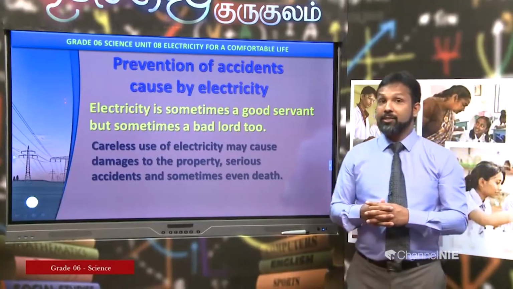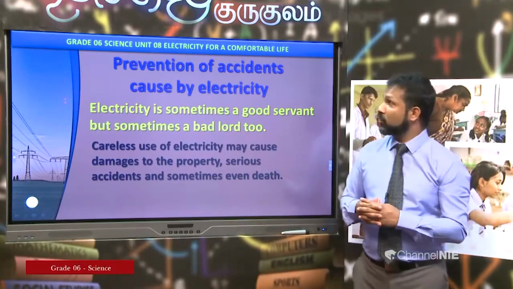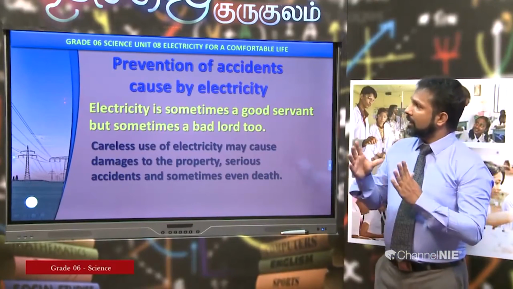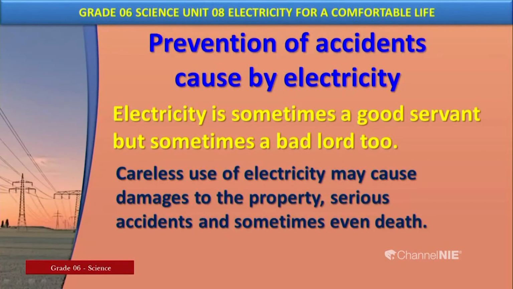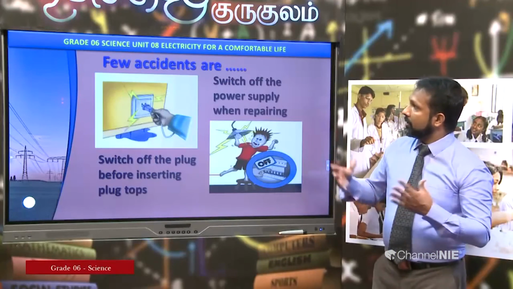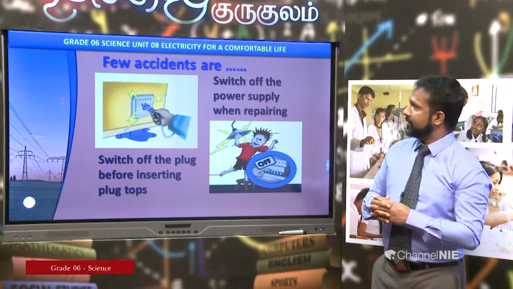Then you have to understand how to prevent the accidents caused by electricity. Electricity is sometimes a good servant for us, my dear children, but sometimes a bad lord too. Why do I say so? There may be a lot of accidents if we use electricity in a careless manner. Careless use of electricity may cause damage to property, serious accidents, and sometimes even death. There are some examples for accidents.